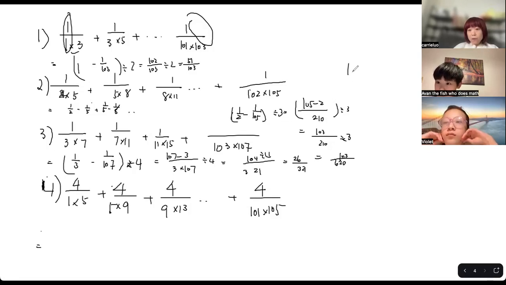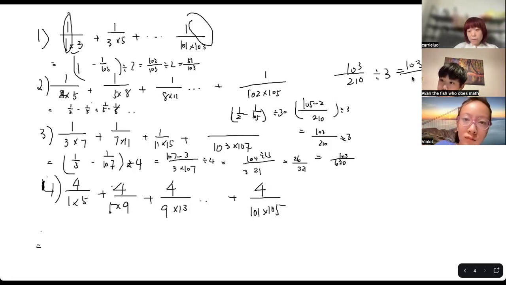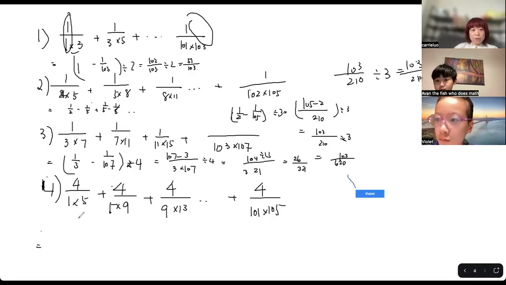Oh, 103 over 210 divided by 3 equals 103 over 210 times 103. Get it, remember? So just do that, yes. Okay, so the last one's a bit different, okay?